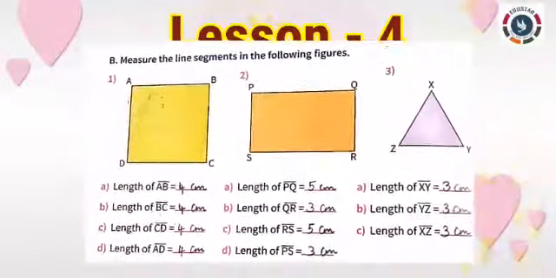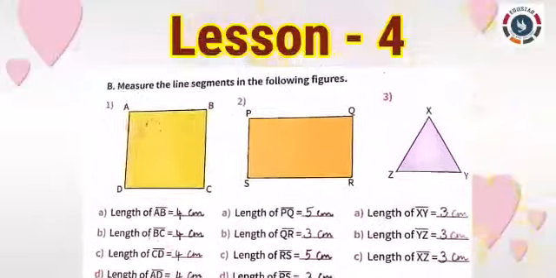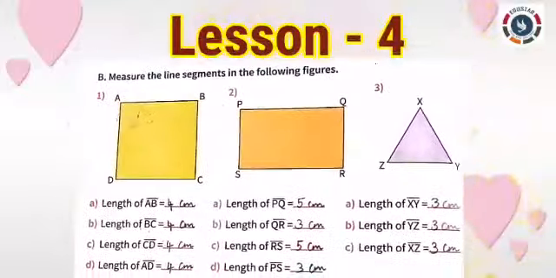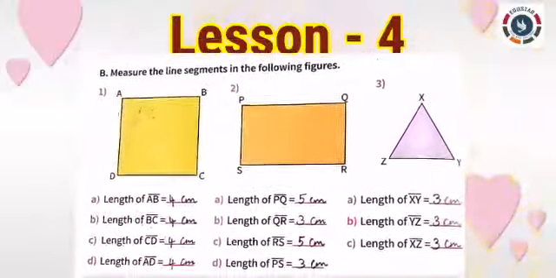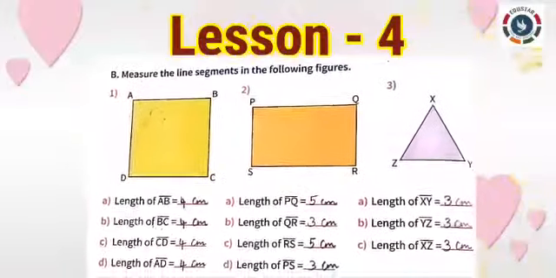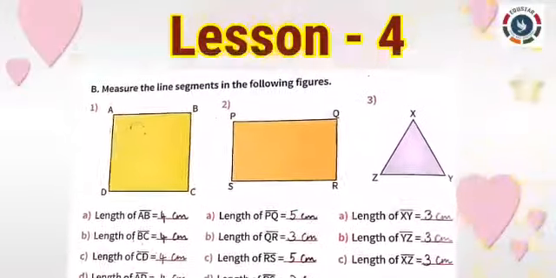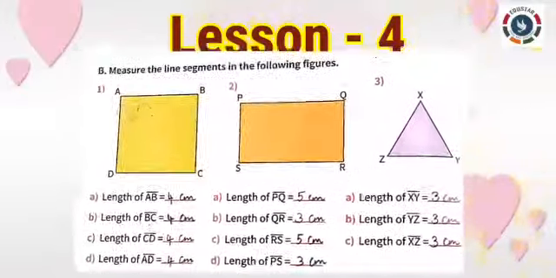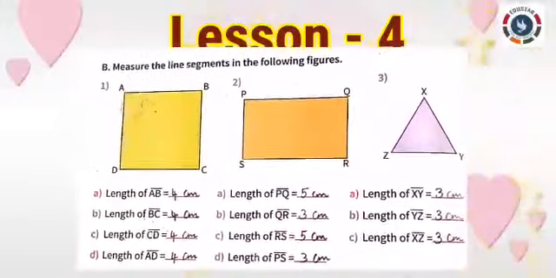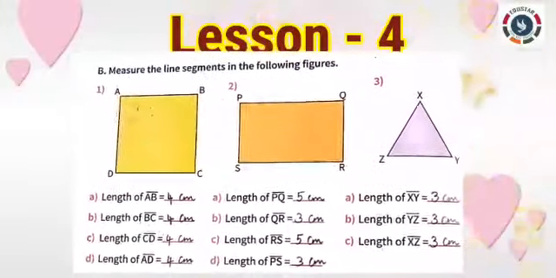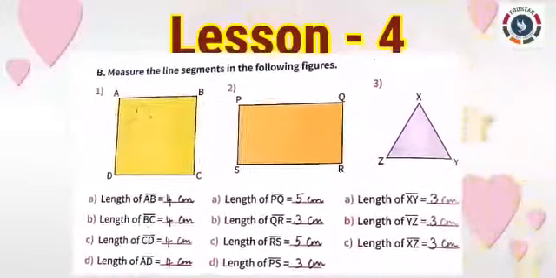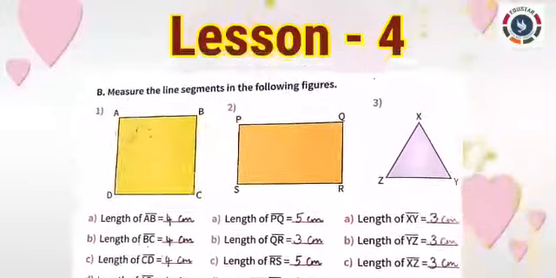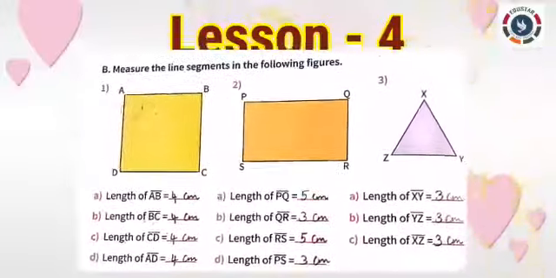Yes, square. Length of line segment AB is equal to 4 cm. Length of line segment BC is equal to 4 cm. Length of line segment CD is equal to 4 cm. Length of line segment AD is equal to 4 cm. From this we understood all sides in a square are equal in length.